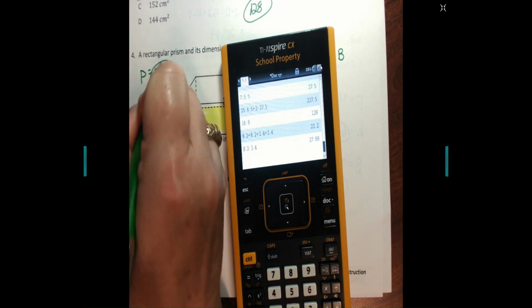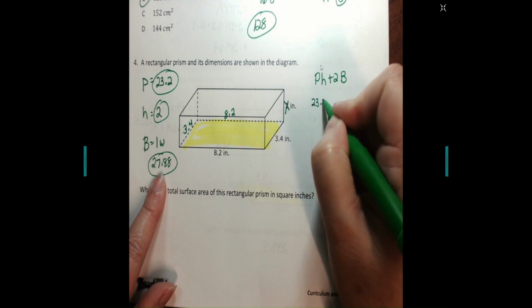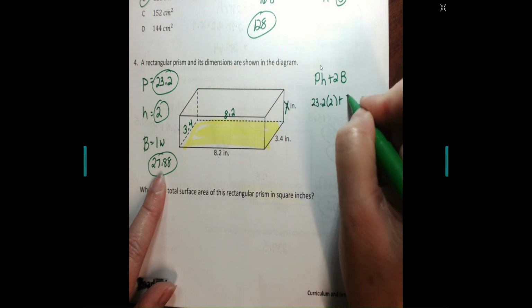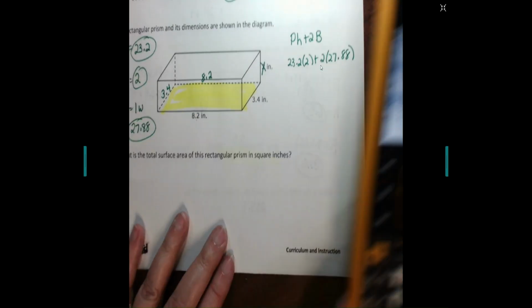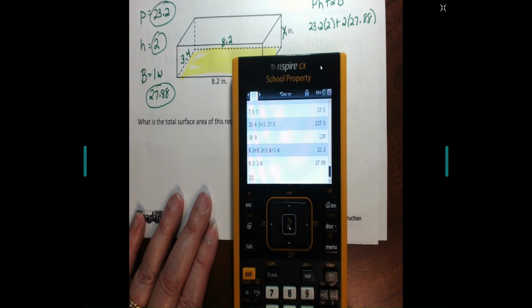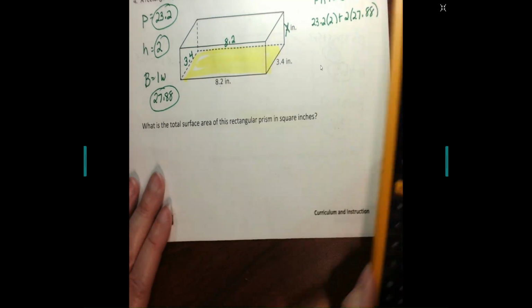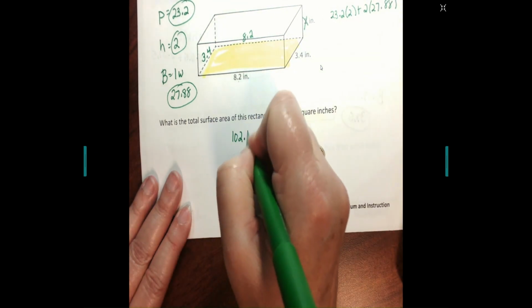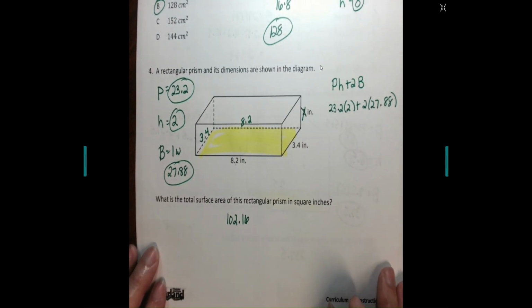So now I've got my P, I've got my H, I've got my B. Now I take them and plug them into my formula. 23.2 times 2 plus 2 times 27.88. Here we go. 23.2 times 2 plus 2 times 27.88 is 102.16. There's the work for number 4. How are we doing?